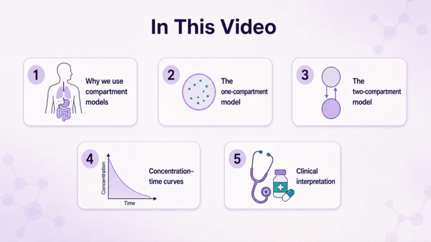We will begin by asking why compartment models are needed and what the word compartment actually means. Then we will study the one-compartment model and see how its curve changes between intravenous and oral administration. After that, we will introduce the two-compartment model, including its distribution and terminal phases. We will also briefly examine the three-compartment model, compare absolute and relative bioavailability, and finish with the clinical relevance of these models.